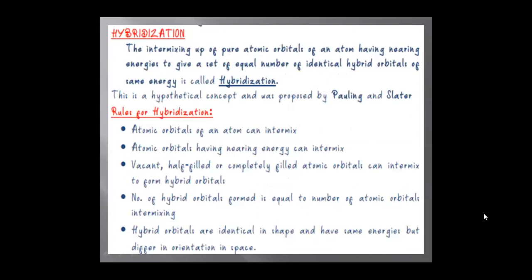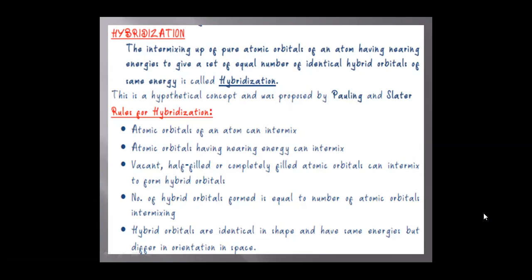Hybridization is the intermixing of two or more orbitals of different energies to form new orbitals of equivalent energy. This hybridization is a hypothetical concept and it was proposed by Pauling and Slater. Some of the rules for hybridization are: atomic orbitals of an atom can intermix. Atomic orbitals having nearly equal energies can intermix.